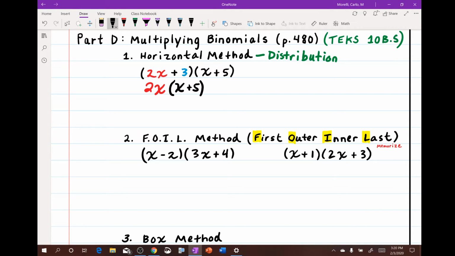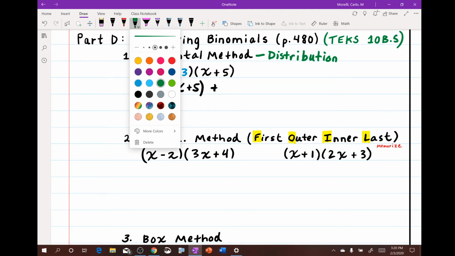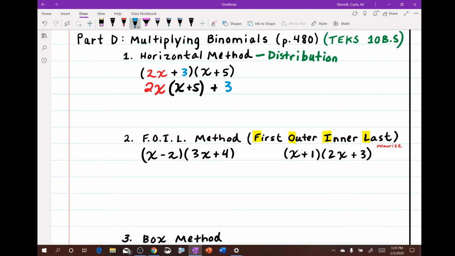And then to that, you're adding 3 multiplied by this whole binomial again. So let's multiply it out and see what we get. 2x times x is 2x squared. 2x times 5 is plus 10x. Plus 3x plus 15.